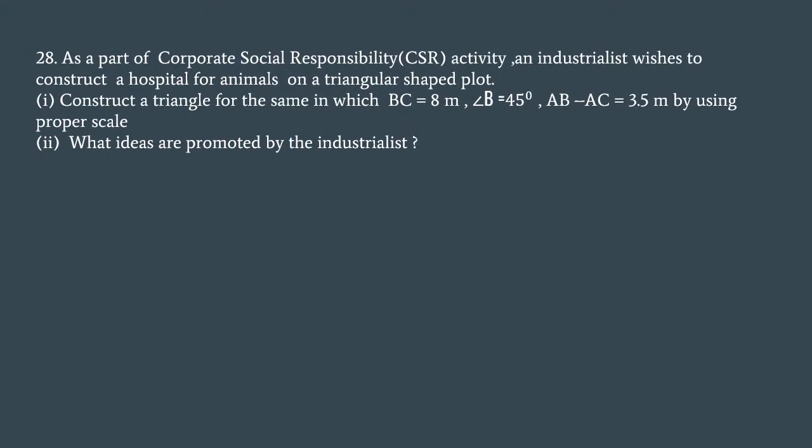Okay, now we cannot draw 1 meter on paper, so you should mark 1 meter as 1 centimeter. Now let's construct the triangle. BC is 8 meters, angle B is 45 and AB minus AC is 3.5 meters. For this, first construct BC equal to 8 meters. Now for making angle B 45 degrees, mark 90 degrees and bisect the angle from 90 degrees. So you'll get 45 degrees.